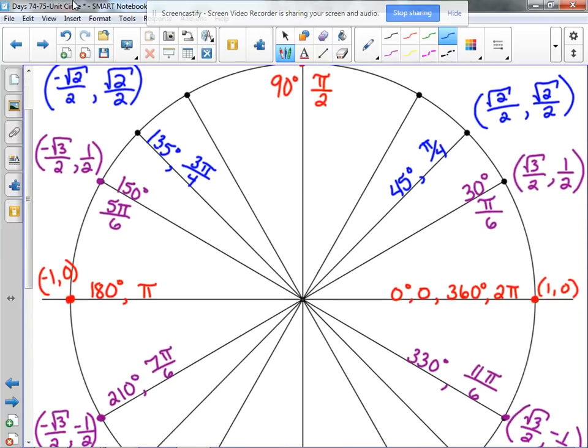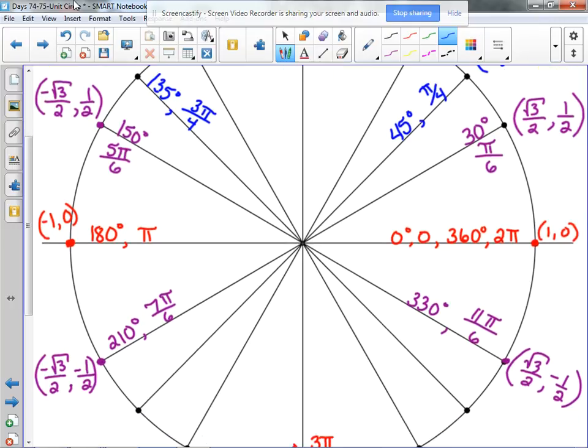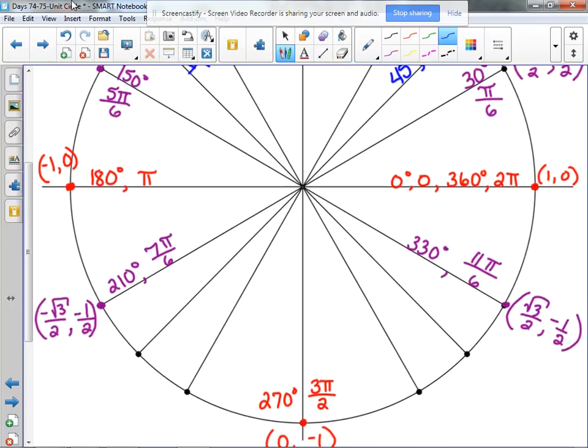Okay, in the third quadrant, if we go directly below this, we are at 225 degrees, and this is 5 pi over 4 in radians. Okay, 225 degrees, 5 pi over 4 in radians. It's the exact same point, except x is negative and y is negative.